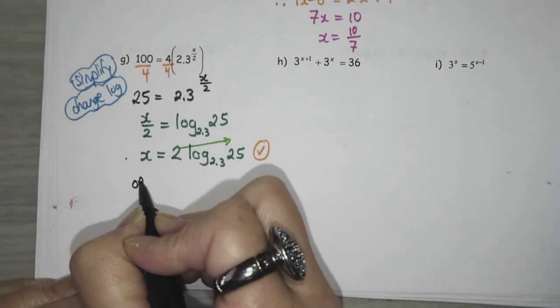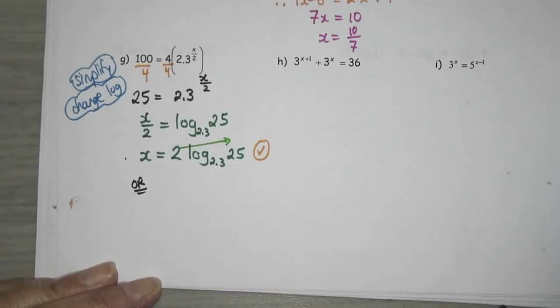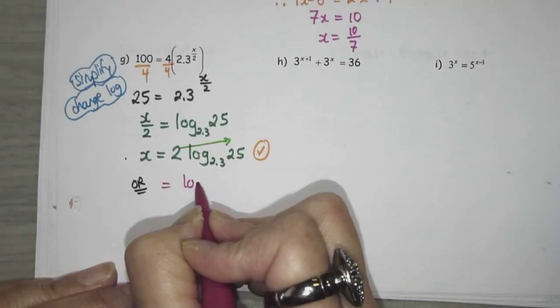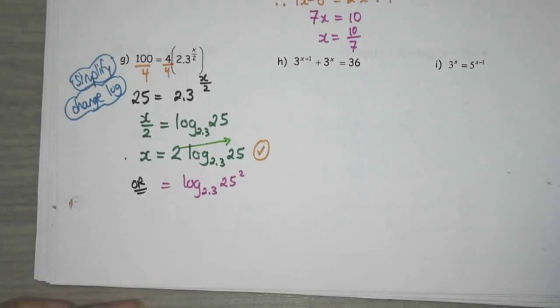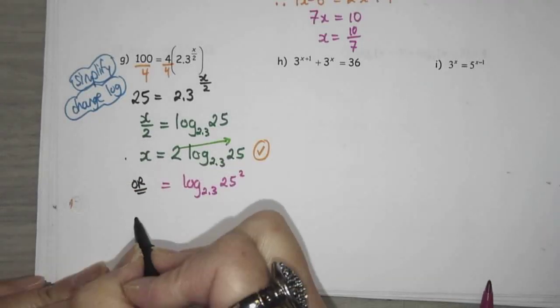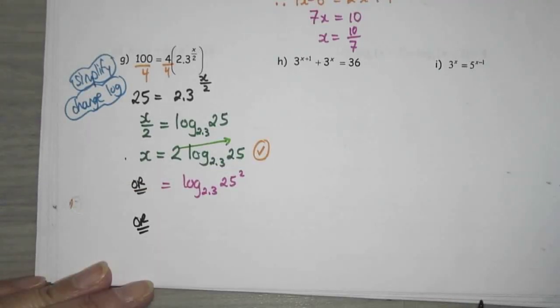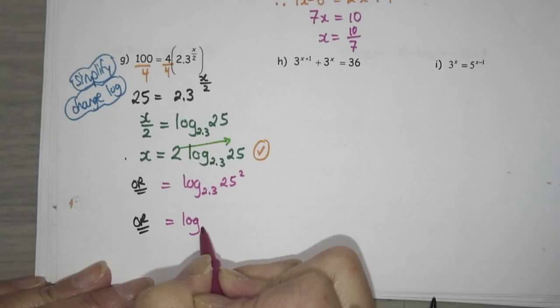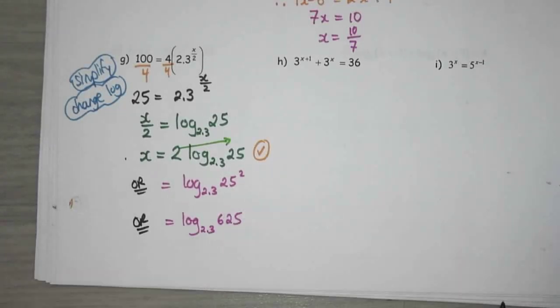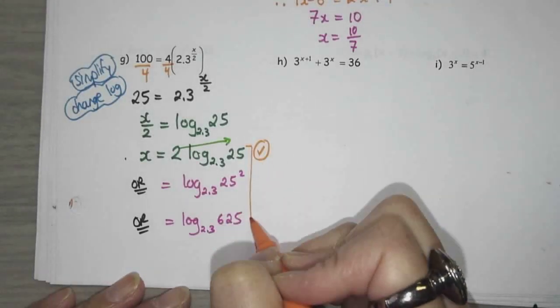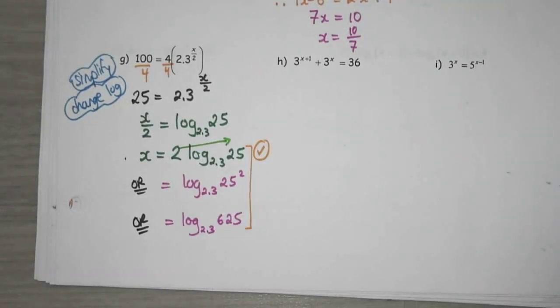So I'll say or. You can also do log base 2.3 of 25 squared. And then you kind of go, would I leave it squared? And I would go or. I would finish it and go log base 2.3 of 625. So all of those are okay, right? All of those are okay. Okay, all equivalent, all okay.